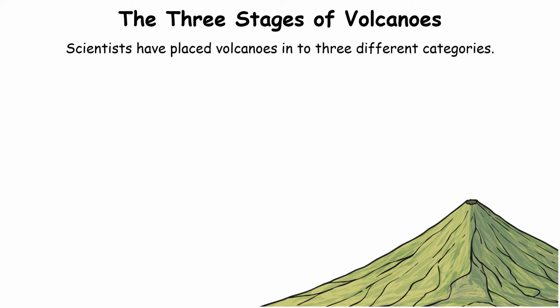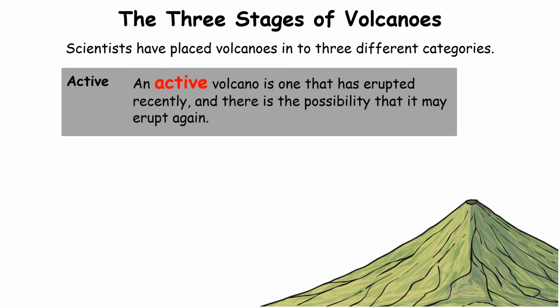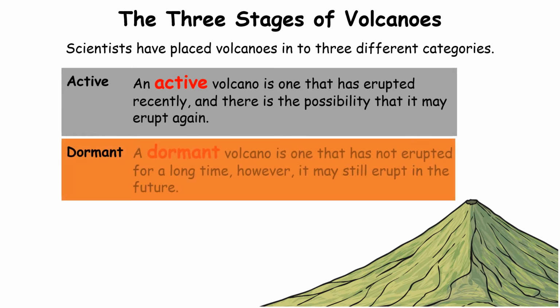Okay, let's have a look at the three stages of volcanoes. We have active volcanoes, which have erupted once and may erupt again, and there are lots of active volcanoes still located and erupting all around the world. We have our dormant volcanoes, which have erupted before, but not for a very long time.